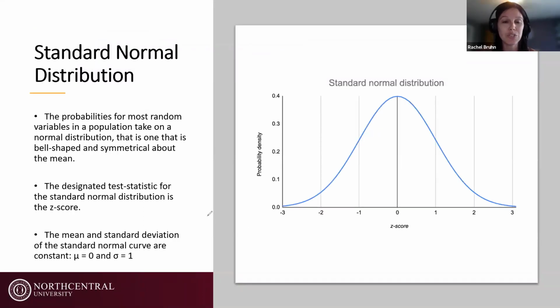So I want to switch into the standard normal distribution. I have a picture of this curve over here, and you'll notice that it has z-score down at the bottom. The standard normal curve is also referred to as the z distribution. So if you work with z-scores, you're working with the standard normal distribution. And you can see that it has a nice symmetrical shape, meaning that if we fold it in half on the mean, both sides are mirror images of each other.